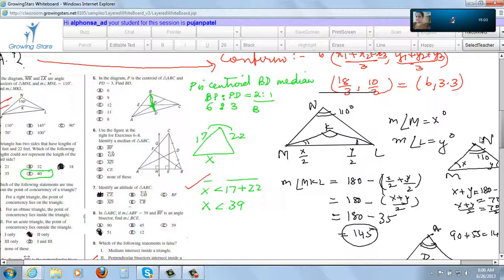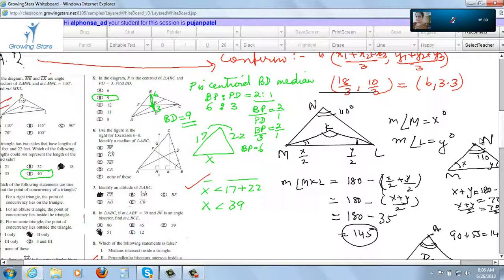You can even do it like this: BP over PD equals 2:1. You can see where I'm writing, isn't it? So here you have BP over 3 is equal to 2:1. So BP is 6. So you have 6 here and 3 here. You're asked for the total BD. BD will be 9, 6 plus 3. So 9 is the choice.